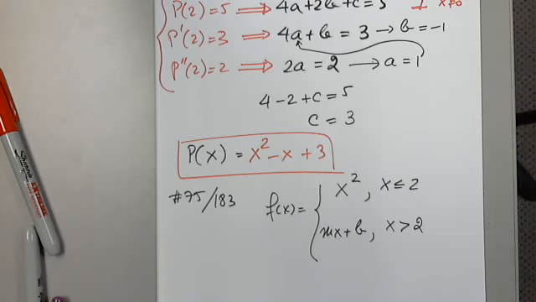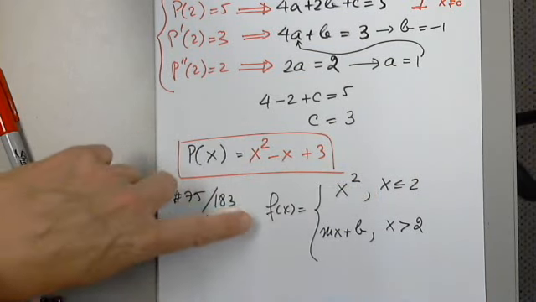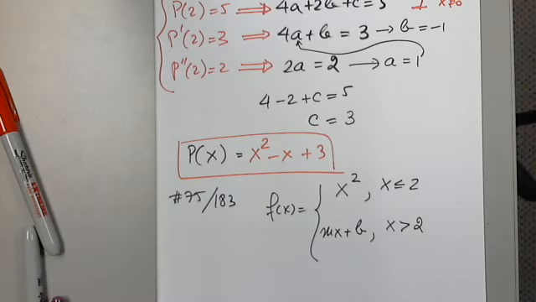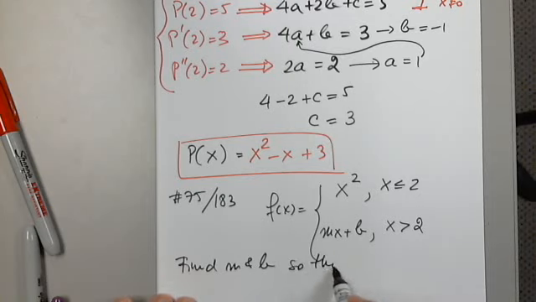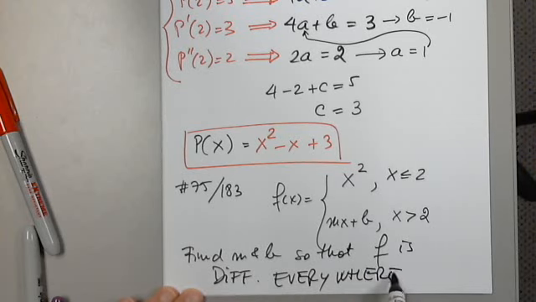So this is a piecewise defined function. The first piece is x squared for x less than or equal to 2. The second piece is mx plus b for x greater than 2. We are asked to find the values of m and b such that f is differentiable everywhere, meaning on all real numbers. Okay, what do I do first?